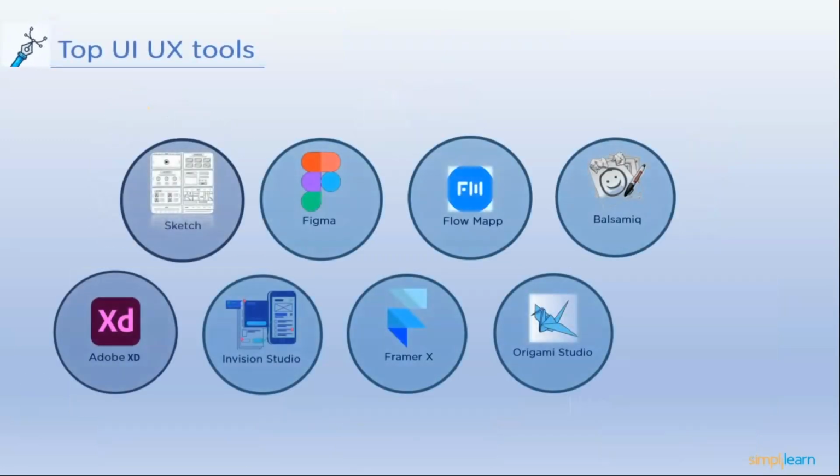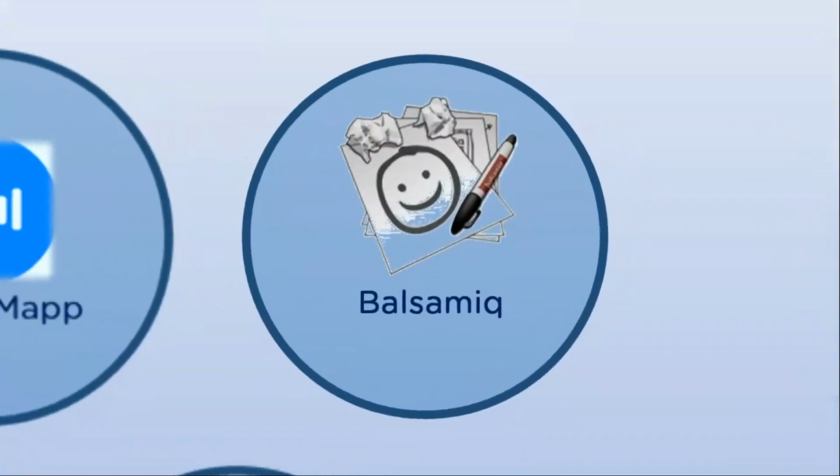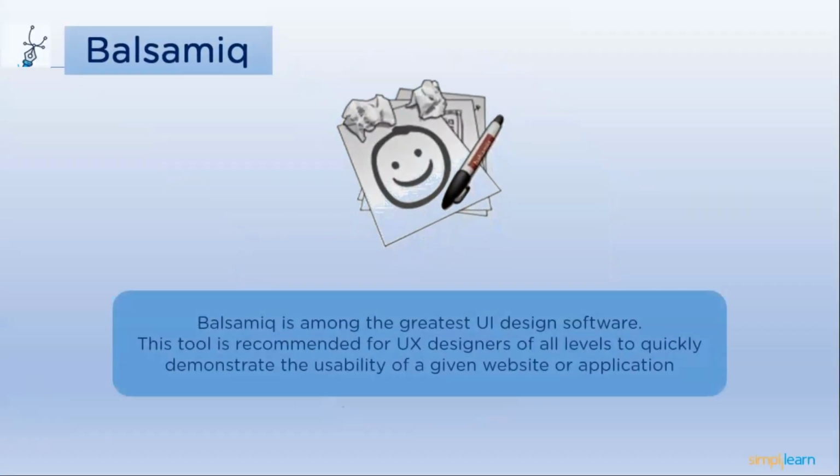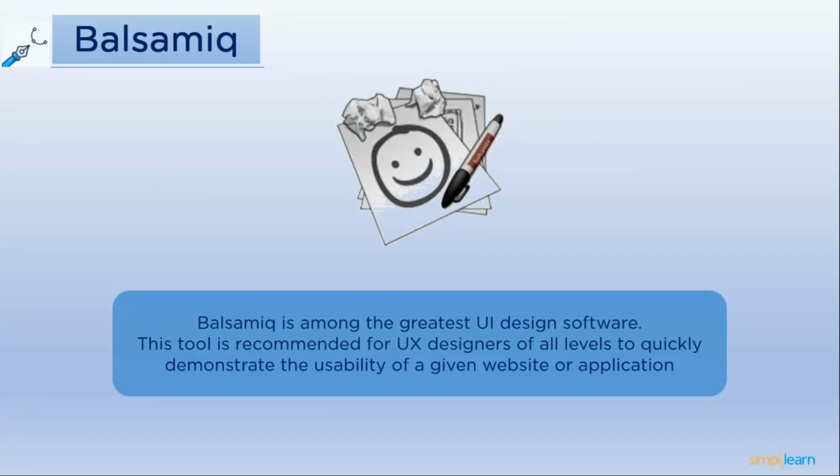The next one is Balsamiq. It is among the greatest UI design software and a popular wireframing tool among designers, product managers, and innovators. And it was specially created to make low-fidelity wireframes. Despite its simplicity, this tool is recommended for the UX designers of all levels to quickly demonstrate the usability of a given website or the applications.